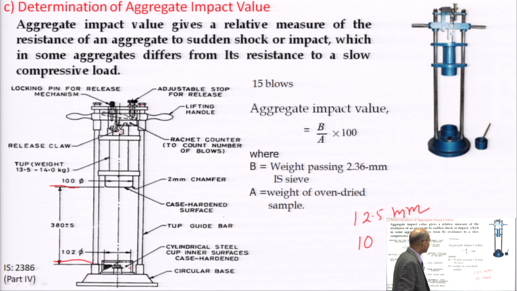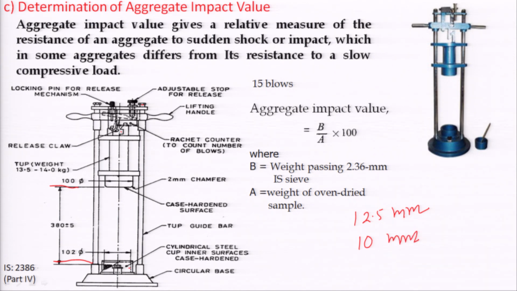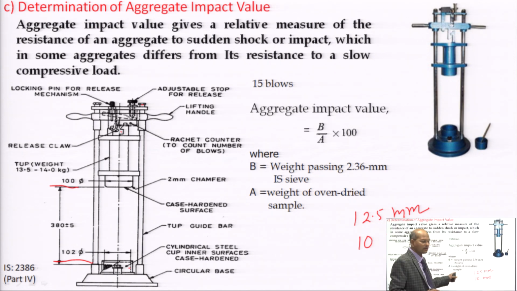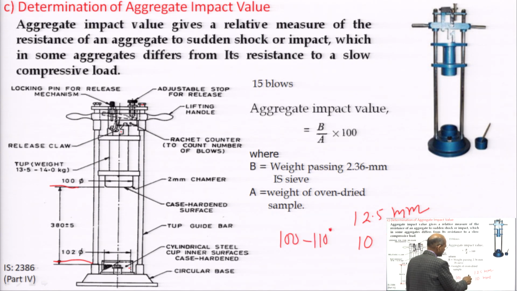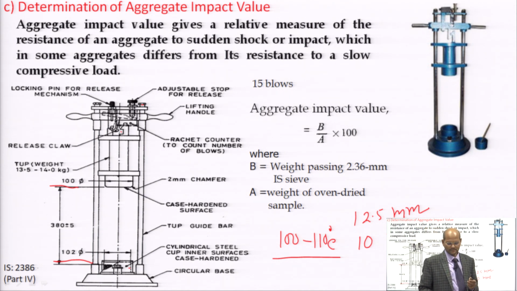Here B is the weight passing the 2.36 mm IS sieve, and A is the weight of the oven dried sample. It is dried before testing, at around 100 to 110 degrees centigrade, in an oven till you get constant weight. So, this is the general procedure, and now we will move to another test.